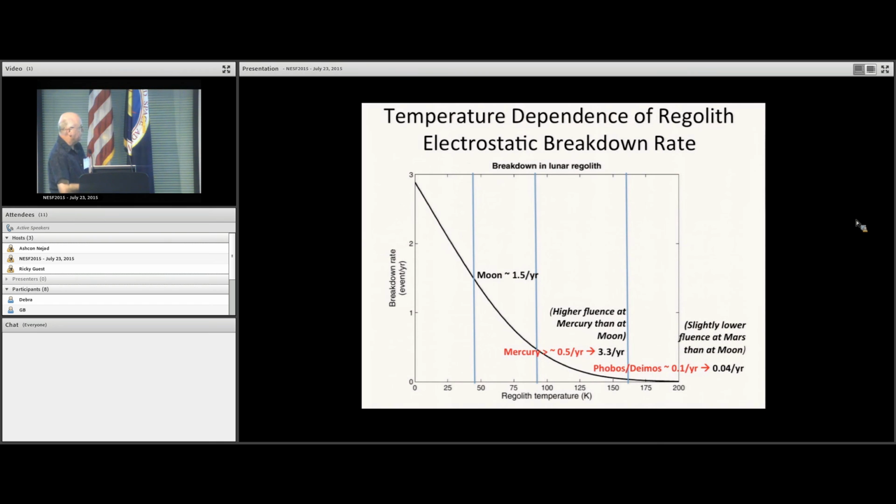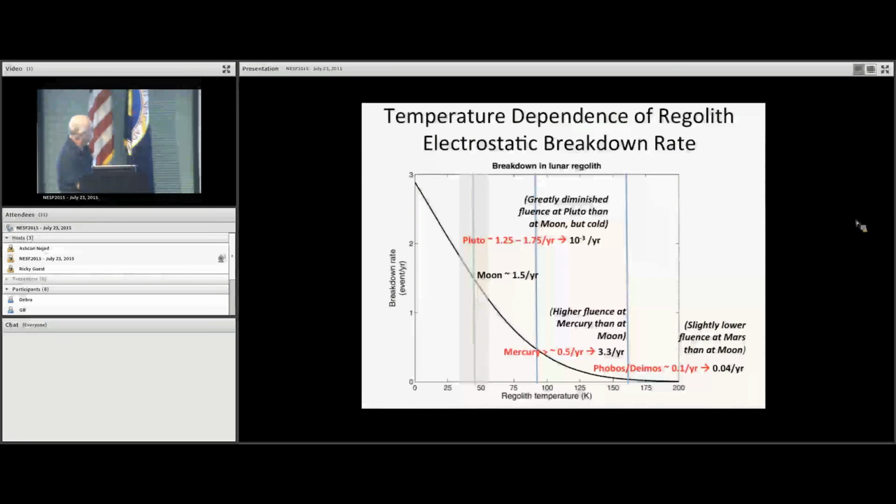If we look at Phobos and Deimos, it's warmer yet, and so the rate is down quite a bit. And it's also further from the sun, so the fluence is down. So that net together, it's quite a bit lower expectation at Phobos and Deimos.